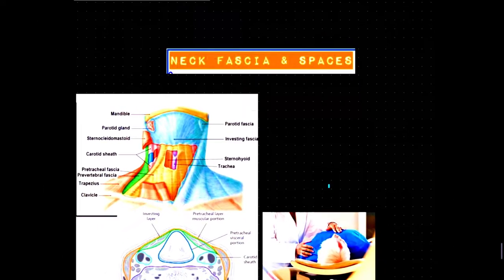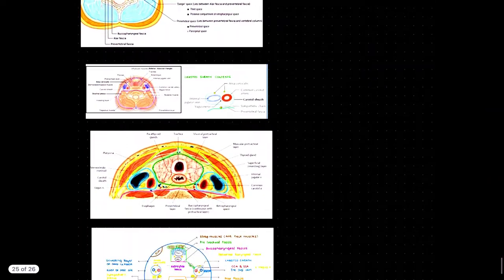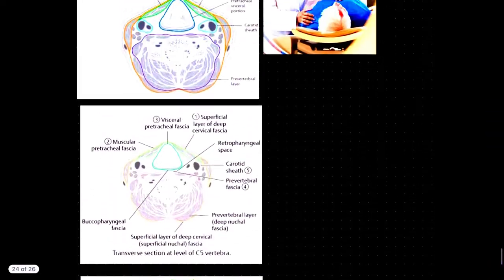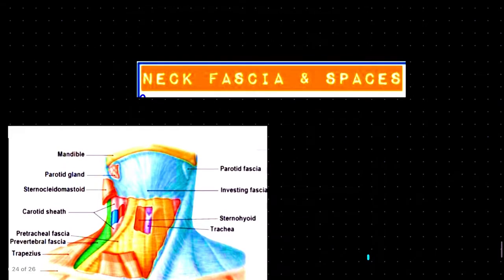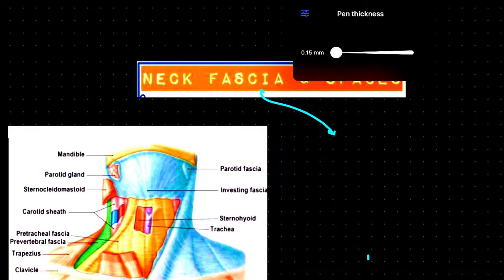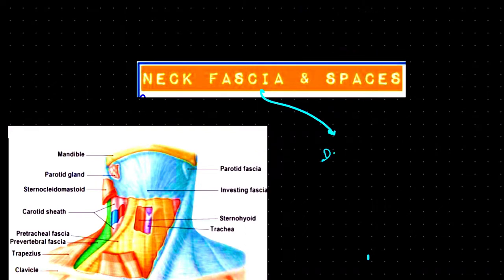Now we'll go through all these images and we'll be clear about the fascia of the neck and the spaces within the neck. What we call the neck fascia is called the deep cervical fascia. It is not just called deep cervical fascia, it is also called fascia colli, and it is the deep fascia of the neck.